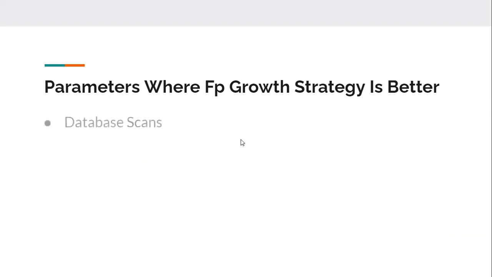One of the first parameters is the database scans. In the FP growth strategy, the number of database scans for the whole process is only two. One is to find the frequent items and build a tree, and the other is to actually build a solution. But the Apriori algorithm creates candidate sets, and for creating them it goes to the database number of transactions plus one times.